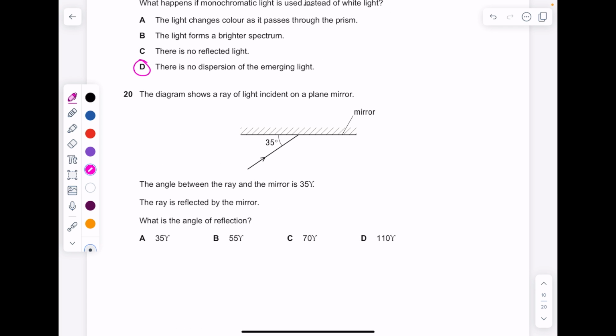The diagram shows a ray of light incident on a plane mirror. The angle between the ray and the mirror is 35 degrees. I don't know why it's used that gamma. The ray is reflected by the mirror. What is the angle of reflection?